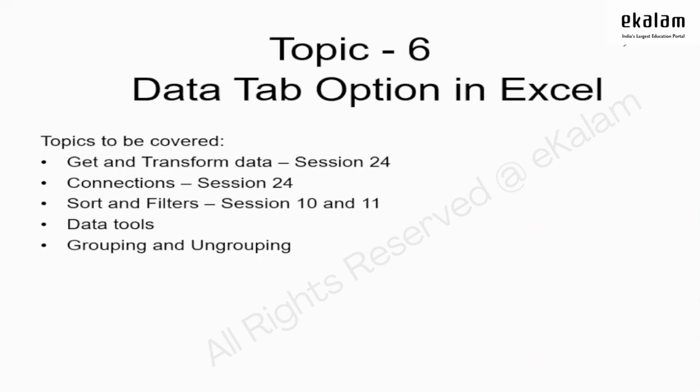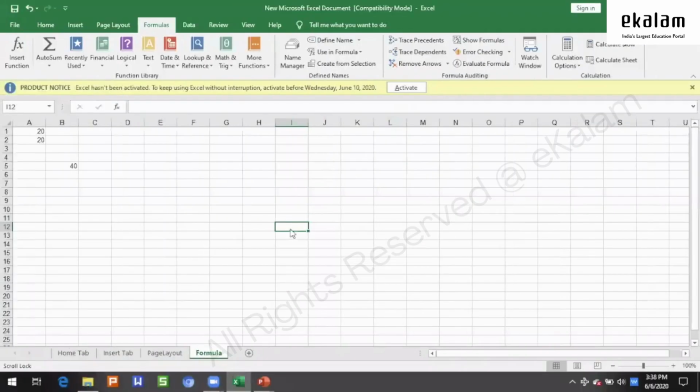So what all topics we are going to cover in this particular topic is: get and transform the data, connections, sort and filters, data tools, grouping and ungrouping. Get and transform the data, connections, sort and filters, and grouping and ungrouping are quite vast topics. We are going to cover these topics in detail in the upcoming sections. So let's get back to the Excel.